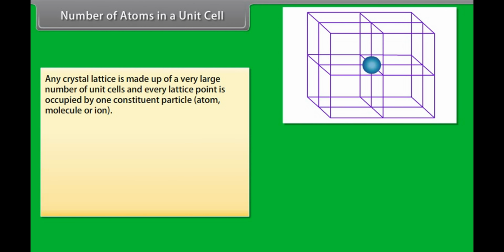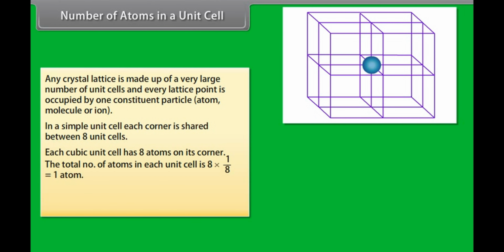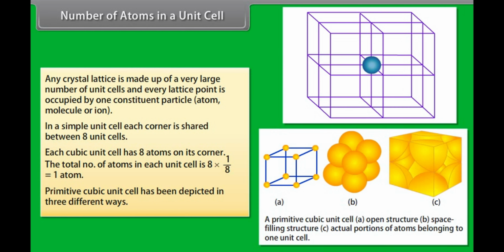Any crystal lattice is made up of a very large number of unit cells, and every lattice point is occupied by one constituent particle: atom, molecule or ion. In a simple unit cell, each corner is shared between 8 unit cells. Each cubic unit cell has 8 atoms on its corners. The total number of atoms in each unit cell is 8 into 1 upon 8, which is equal to 1 atom. Primitive cubic unit cell has been depicted in 3 different ways.